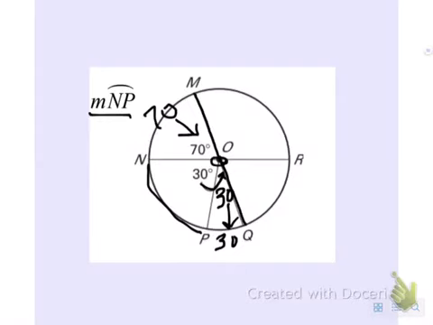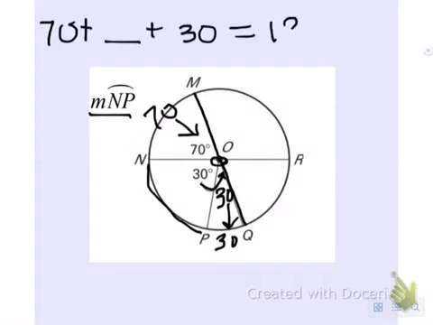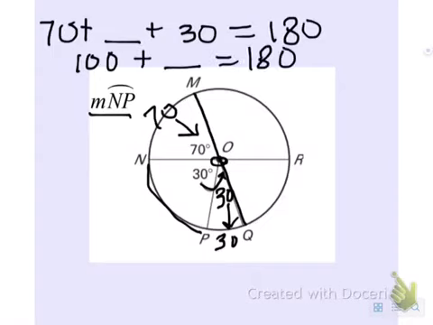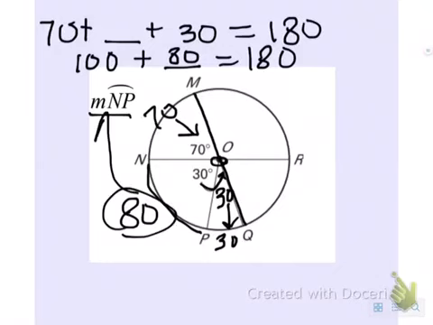So in order to find NP, I can say 70 plus some number plus 30 has to equal 180 because that's a semicircle. If I combine my like terms, 70 plus 30 is 100. So 100 plus what number is going to equal 180? So NP would have to equal 80 because 100 plus 80 is going to equal 180. So NP is going to equal 80. And I've answered the question. The measure of NP equals 80.